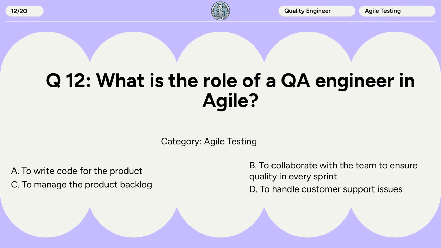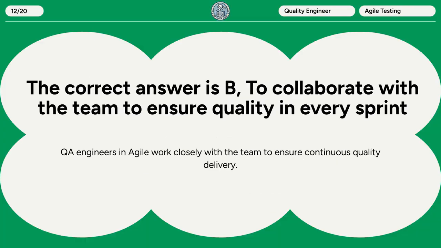Question 12. What is the role of a QA engineer in Agile? A. To write code for the product. B. To collaborate with the team to ensure quality in every sprint. C. To manage the product backlog. D. To handle customer support issues. The correct answer is B. To collaborate with the team to ensure quality in every sprint. QA engineers in Agile work closely with the team to ensure continuous quality delivery.